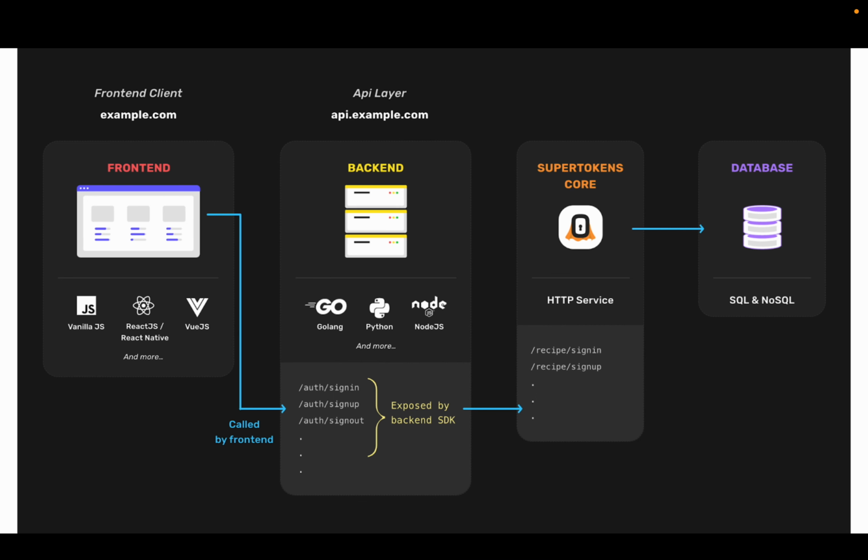So to sum it up, the front end queries the backend SDK, which queries the core. So all requests to the SuperTokens core are proxied through the backend SDK, and this makes customizations of the backend SDK possible within your own API layer.